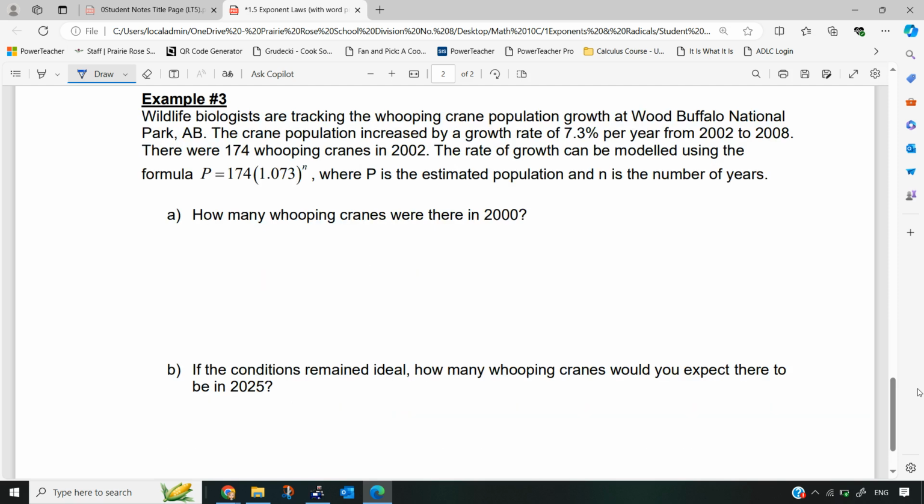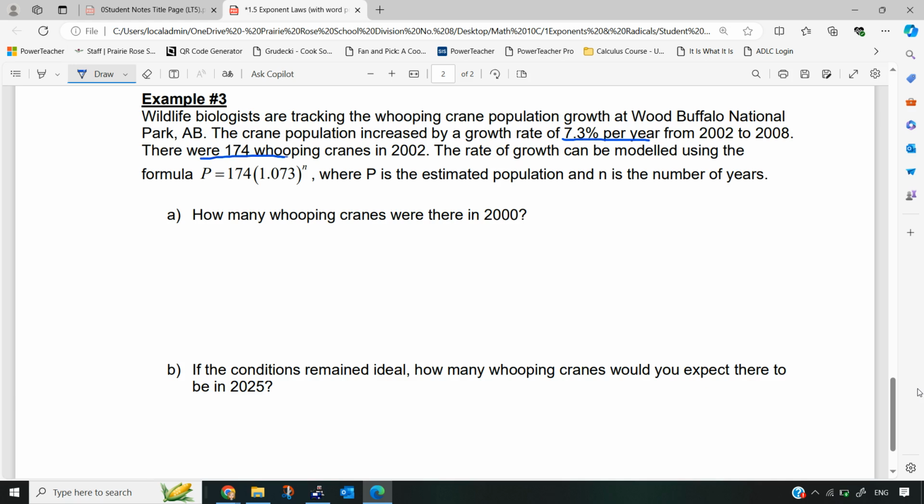And one final example. Quite often when we're working with exponents, we're going to be working with different types of formulas. For this example, it says wildlife biologists are tracking the whooping crane population growth at Wood Buffalo National Park in Alberta. The crane population increased by a growth rate of 7.3% per year from 2002 to 2008. There were 174 whooping cranes in 2002. The rate of growth can be modeled using this formula.